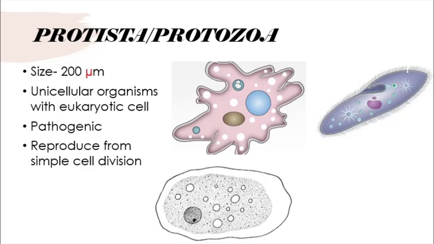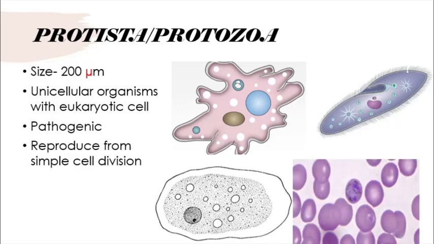Next we have Entamoeba histolytica. This causes amoebiasis. Now amoebiasis is a condition which leads to severe dysentery and cramping of the stomach. And we have Plasmodium vivax which causes malaria in humans.